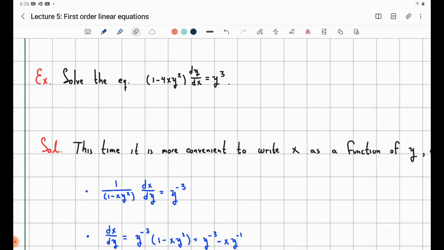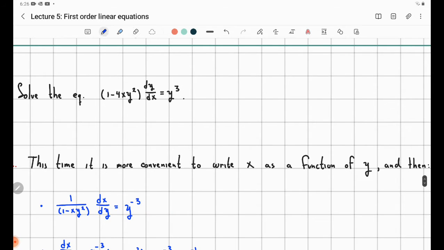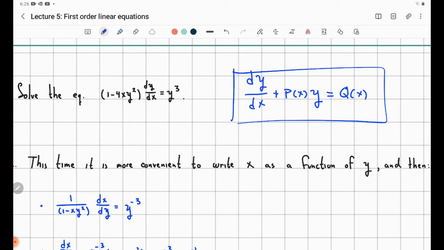Recall, let me remind you that for this type of differential equation, I mean for linear differential equation, which looks like this, we have the derivative of some function y with respect to a variable x, and we have two terms. The first one is a function p of x, which depends just on x, multiplied by y, and this is equal to some function of x. So this is the general form for a linear equation of the first degree.